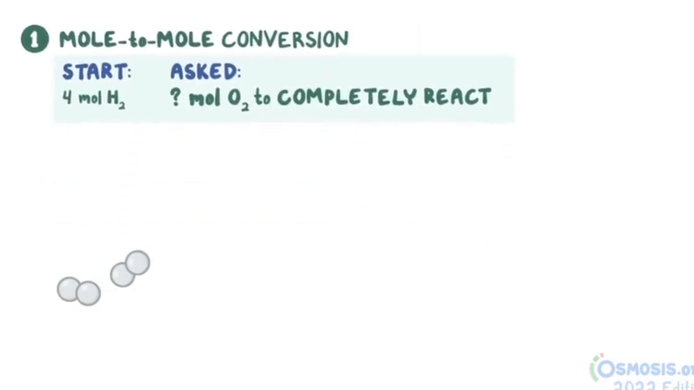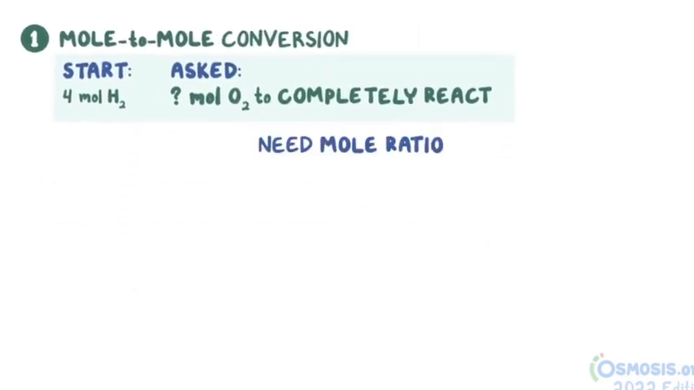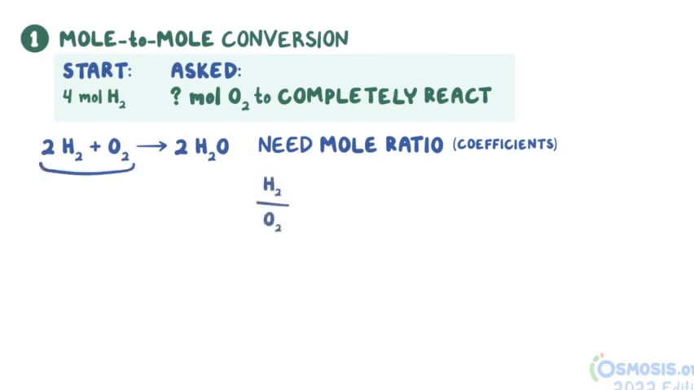To accomplish this, we need to use a mole ratio. Looking at the coefficients in our chemical reaction, we can see that the mole ratio is 2 to 1, hydrogen to oxygen. We put the coefficient of hydrogen in the numerator and the coefficient of oxygen in the denominator. So we get H2 over O2 equals 2 over 1.